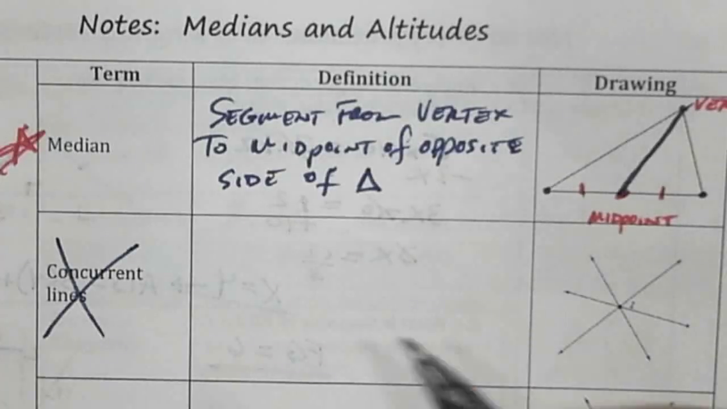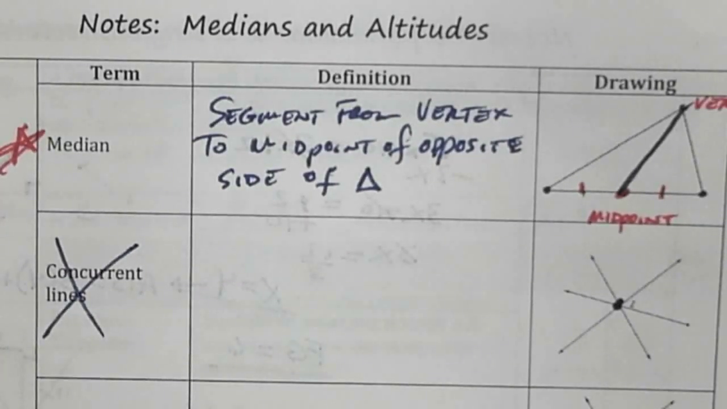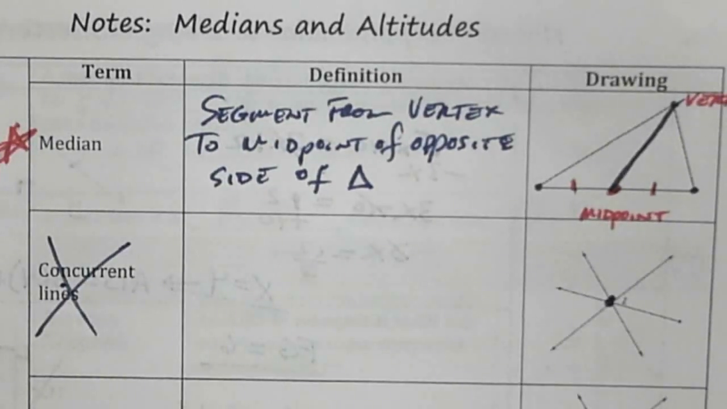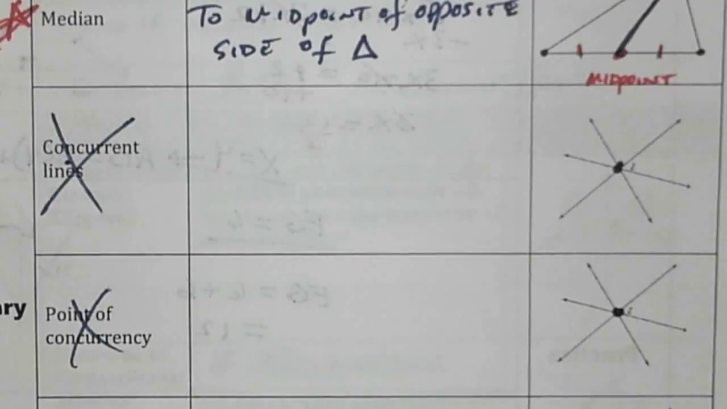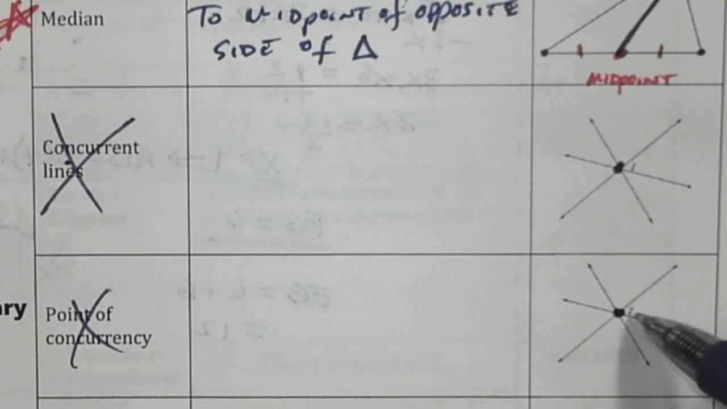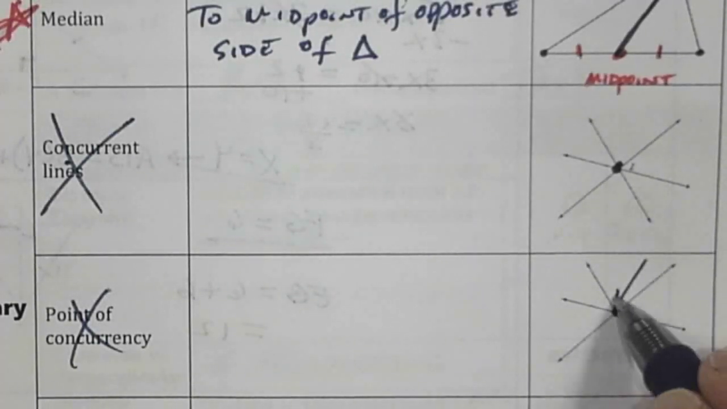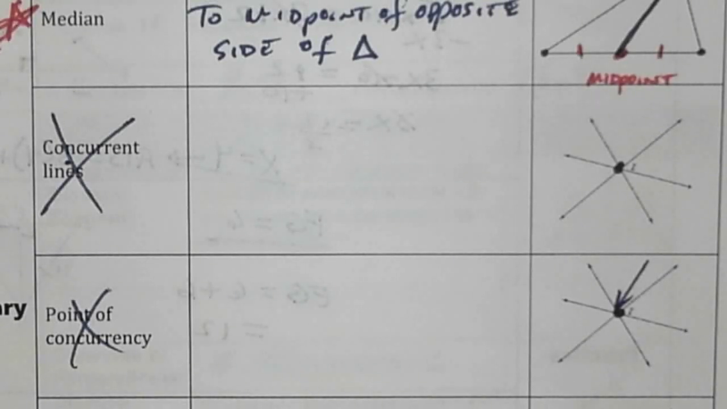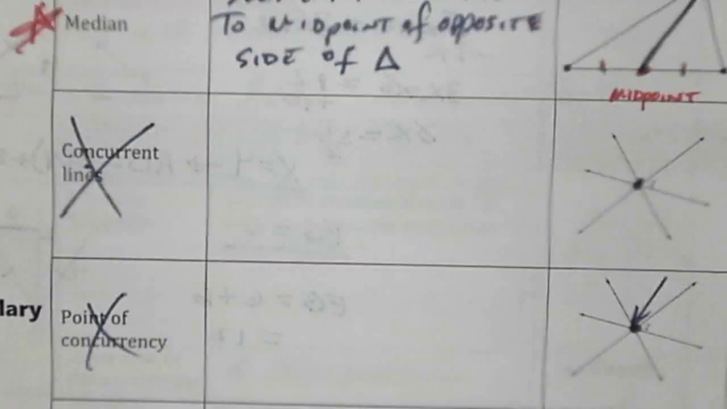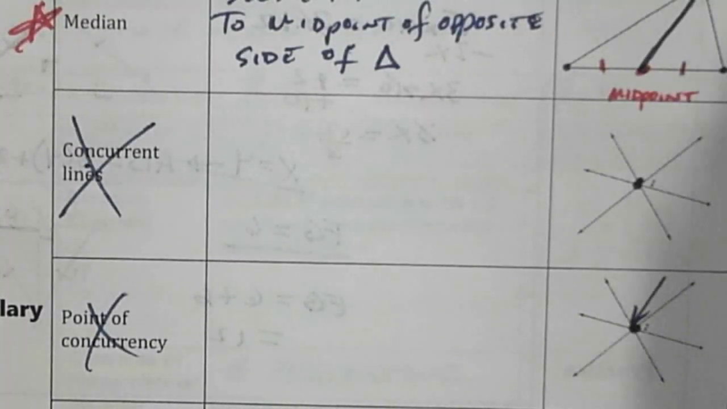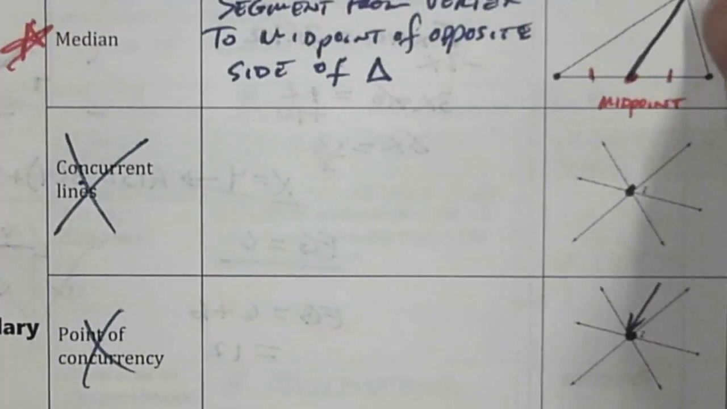Concurrent lines. You know what concurrent lines mean? They all cross at the same place. Do you have to write a definition, or can you just know that? If things are concurrent, they cross at the same place. Cool? Okay. Point of concurrency. That's the place they cross. That's a Z right there. So this point is the point of concurrency. That's the point where they all cross. So concurrent lines cross at the same point, and that point's called the point of concurrency. Woohoo! We're just excited now.